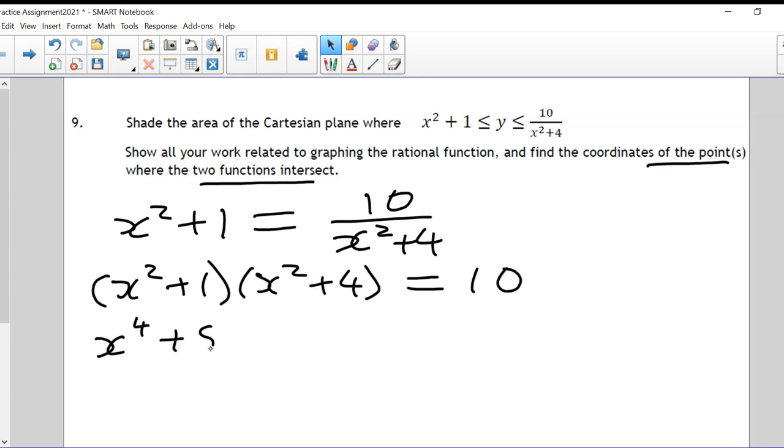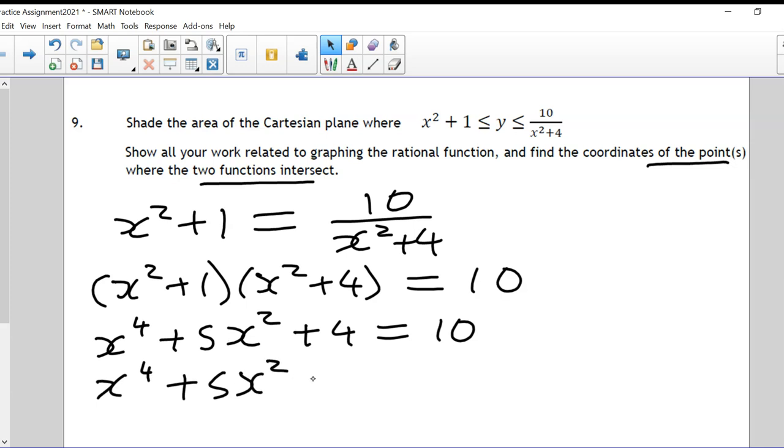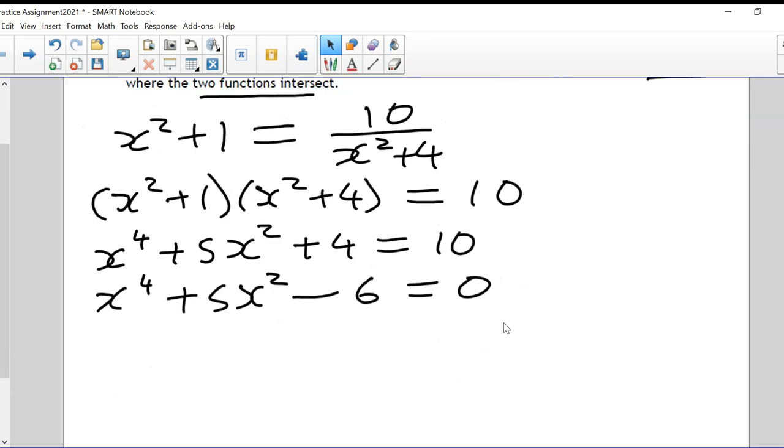It worked out to be plus 5x squared, if everybody remembers. There's a 1x squared and a 4x squared, and then plus 4 equals 10. Then we brought the 10 over, so we get minus 6 equals 0.